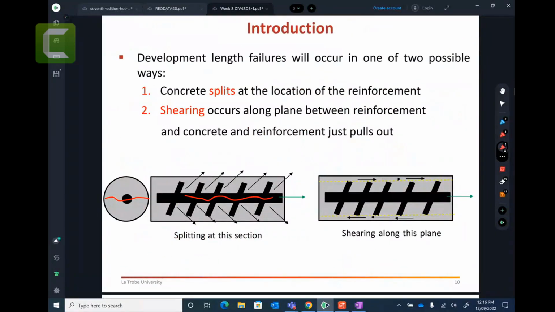Now there are two kinds of failures that can occur, two possible ways. One is concrete splitting at the location of the reinforcement, and the other is shearing that occurs along the plane between the reinforcement and concrete. Let me explain the splitting first. What is going to happen when I have this bar inside and the concrete surrounding it, the concrete starts opening up, it splits, and it will try to let it go, right? You can look at this. These guys will give up and try to come out, not having enough strength. Then the concrete splitting might happen.